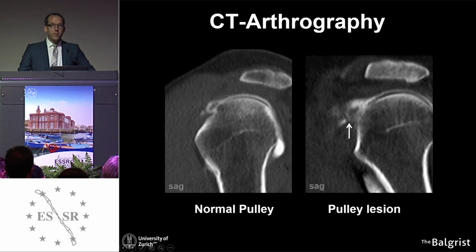If you're performing CT arthrograms, you can also assess the biceps pulley. On the left side here, you can see a normal biceps pulley, and on the right side, a pulley lesion with tearing of the superior glenohumeral ligament.